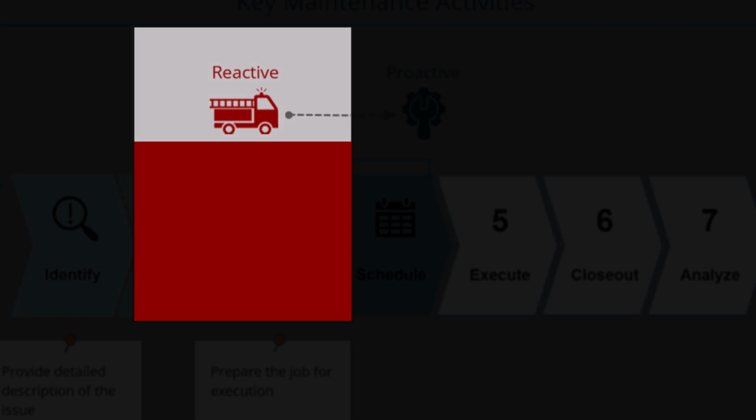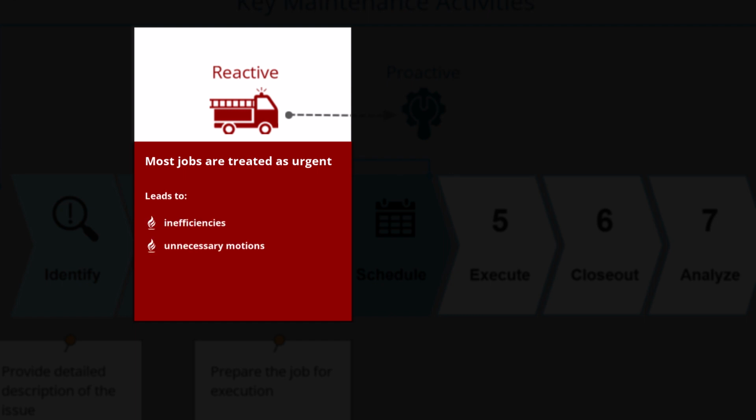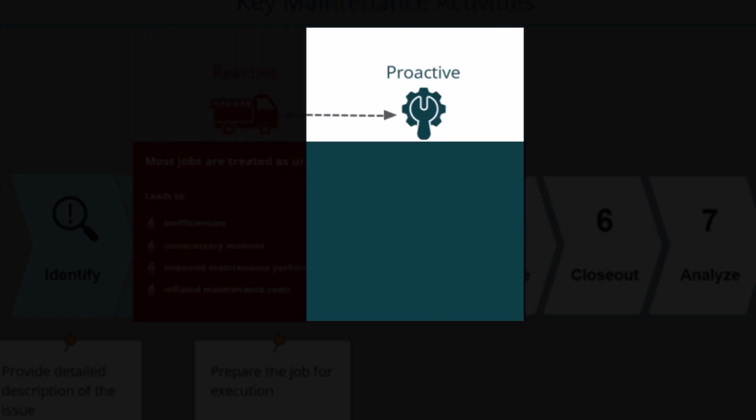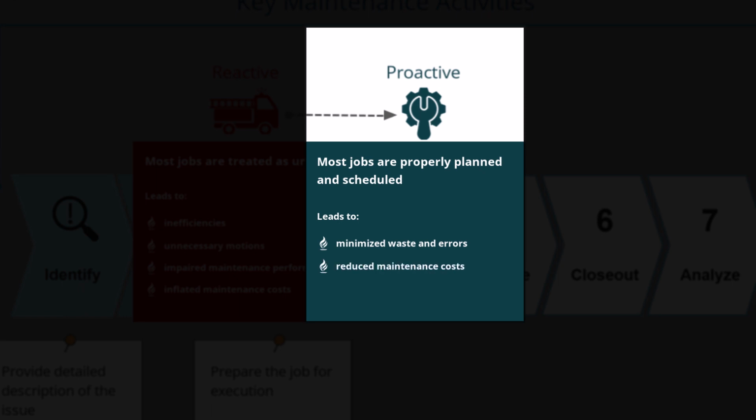In reactive work environments, almost every job is treated as an emergency, and maintenance crews have to work in a crisis mode. This causes inefficiencies, unnecessary motions, and other problems that impair the maintenance performance and inflate the overall maintenance costs. The goal of the proactive environment is to have the vast majority of jobs properly planned and scheduled. This minimizes wasteful activities, errors, and reduces the overall maintenance costs. Instead of rushing, the work flows smoothly and efficiently.